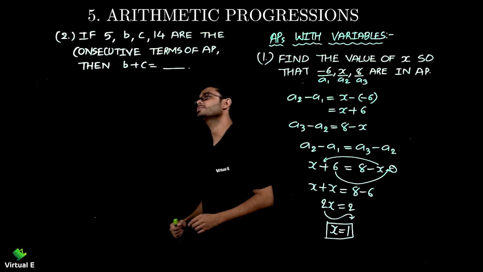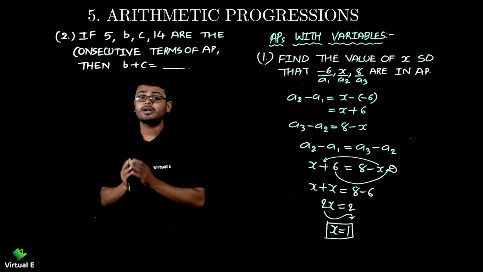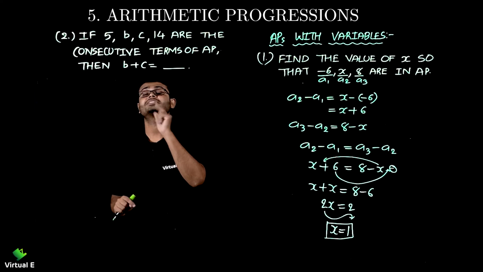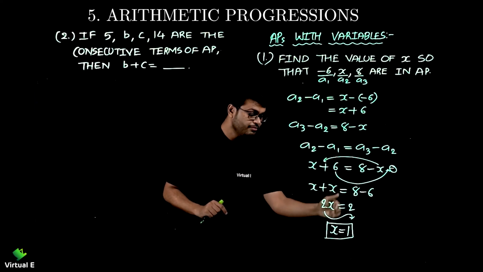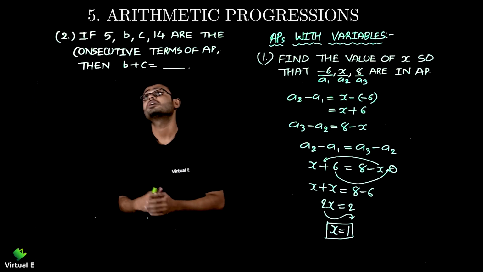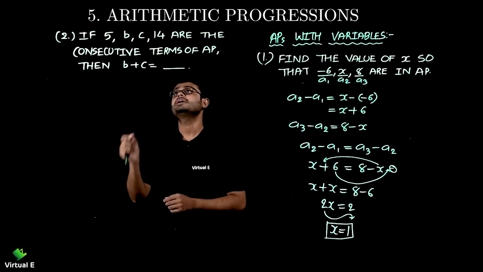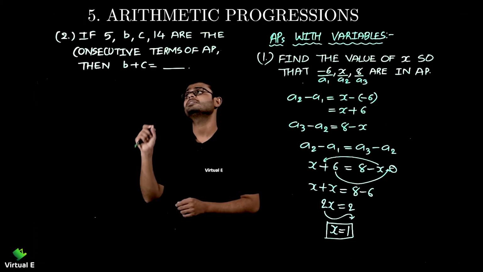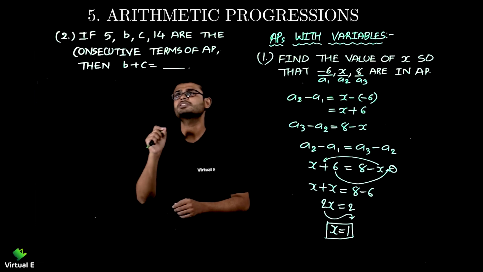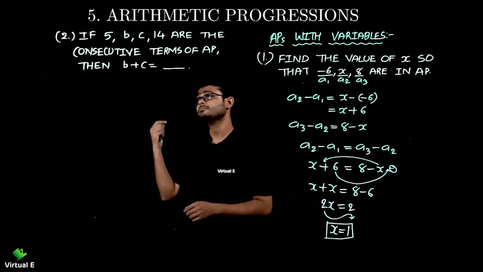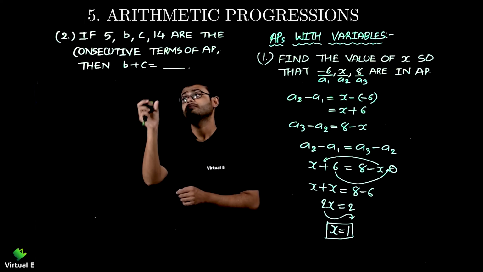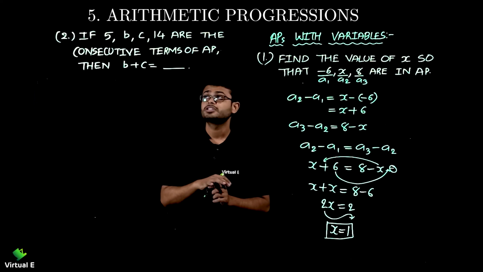Let's discuss the next question. In the next question, we are going to do the same thing, but here there are two variables, B and C. Before, we had only one variable, X, so it was easy. Let's see how to do it here. Read the question first. If 5, B, C, 14 are consecutive terms of an AP, then B plus C is equal to dash. There are two variables, so we need to find the value of their sum, which is B plus C. So don't be afraid.